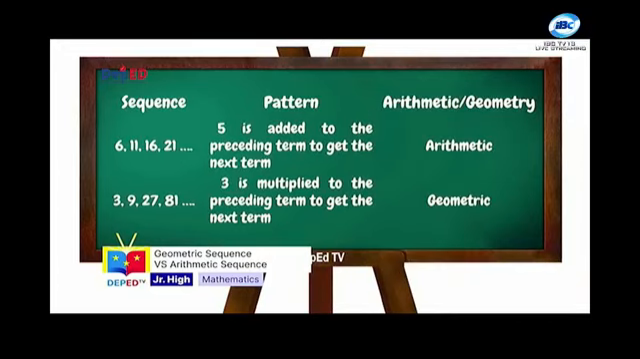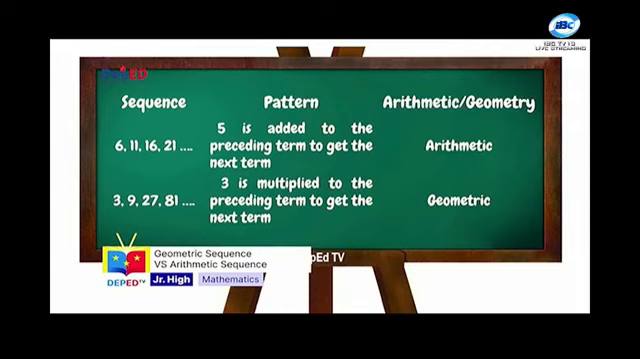Using the table, determine the pattern and the type of sequence the following belongs. For sequence A, that's 6, 11, 16, 21, and so on. What is the pattern? Yes, that's correct. 5 is added to the preceding term to get the next term. What type of sequence is that? Correct! That is arithmetic sequence.